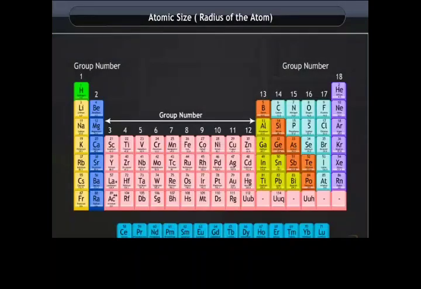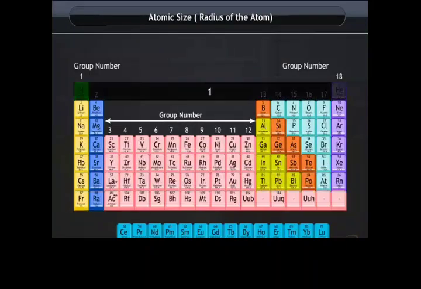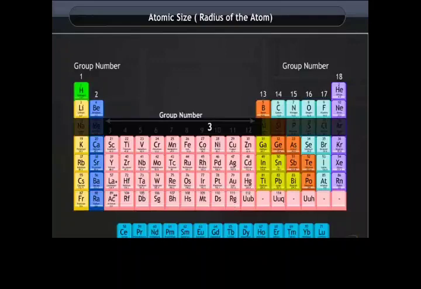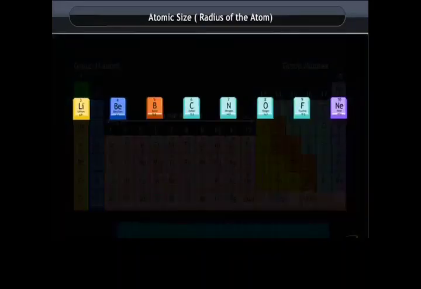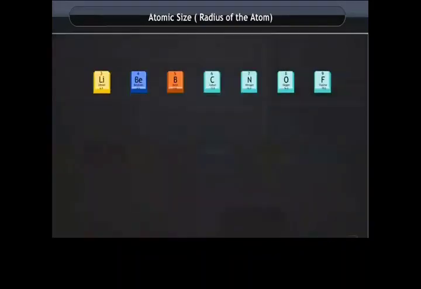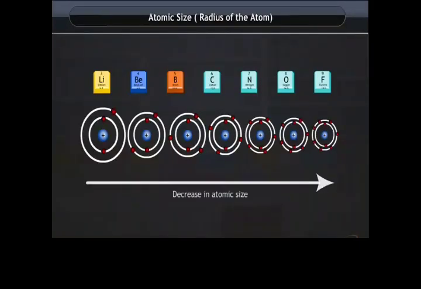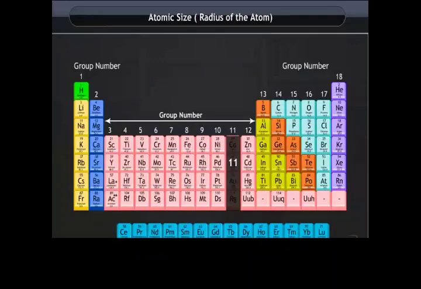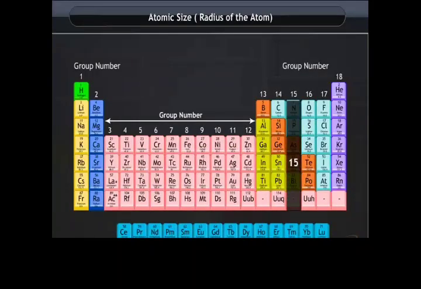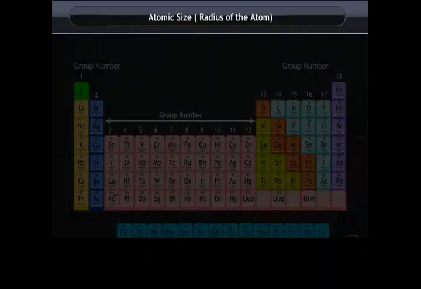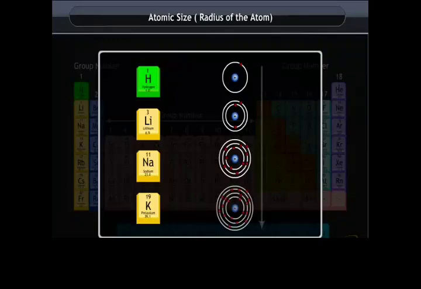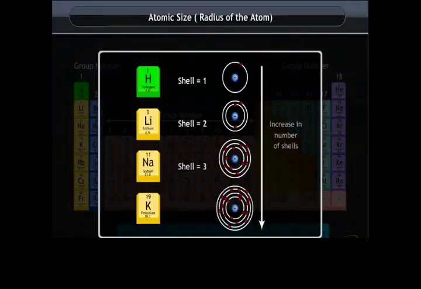Atomic size, the radius of the atom. In a period, the atomic size of the elements decreases from left to right because the nuclear charge, that is the number of protons, increases, and so the electrons are pulled closer to the nucleus. In a group, the atomic size of the elements increases from top to bottom because the number of shells increases and the distance between the nucleus and the shells also increases.